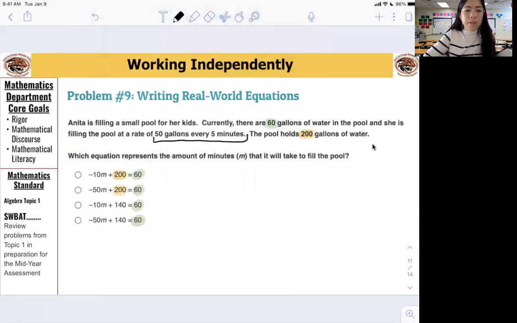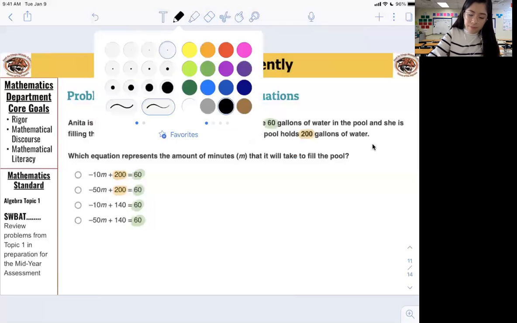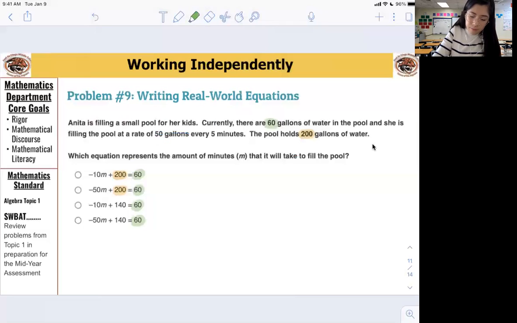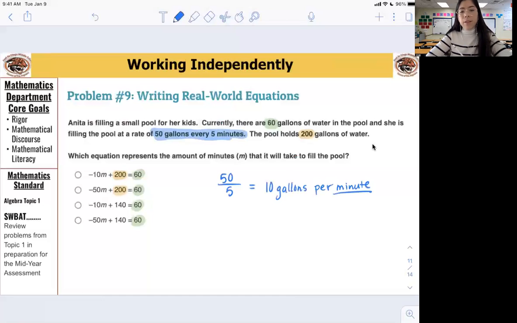50 gallons every 5 minutes. What I did, I divided. Okay, and why did you divide it? Because that is the total gallons every 1 minute. Right. This is 50 gallons every 5 minutes, but when you're talking about a rate of change, a unit rate, you want to know what it is for 1 minute. So 50 gallons every 5 minutes is how many gallons for 1 minute? Negative, well, 10. It's 10 gallons per minute. Okay, per minute, 1 minute. So that's where they got the 10 from, or the negative 10 in this case.